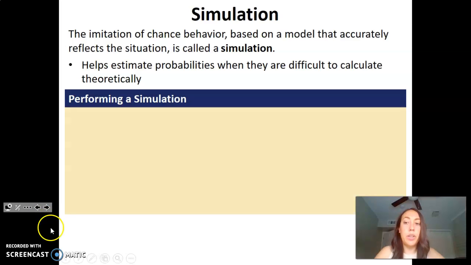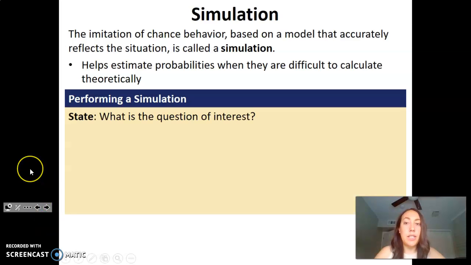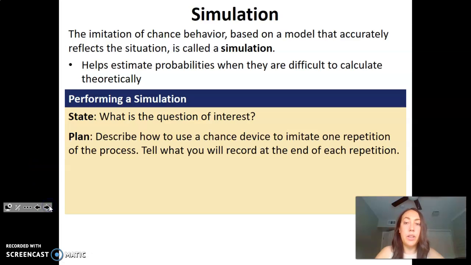First off, the state step: you're going to want to restate the question of interest. In the plan step, you're going to describe how to use some sort of chance device to imitate one repetition of the process. And remember, our chance devices are pieces of paper and a hat, the random digit table, or your calculator's random integer function. And then you're going to say what you'll record at the end of each repetition.